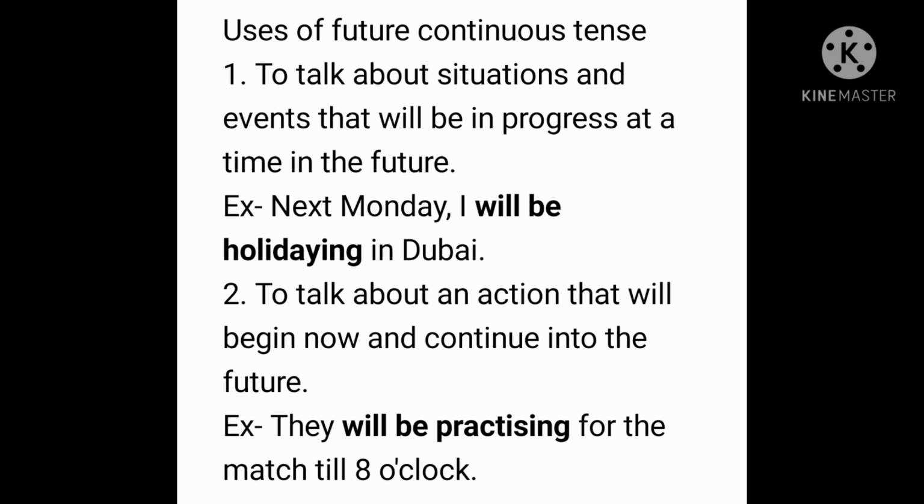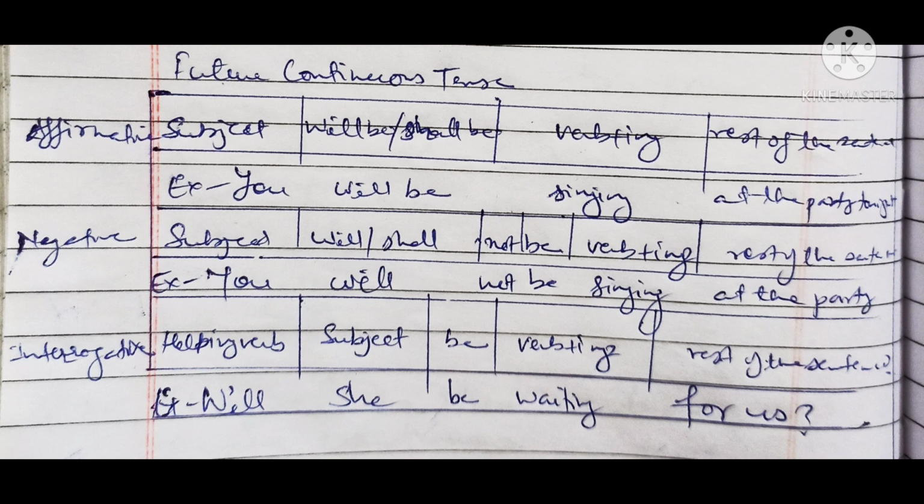The second use is to talk about an action that will begin now and continue into the future. For example, they will be practicing for the match till 8 o'clock, or Karuna will be studying till she completes the syllabus.